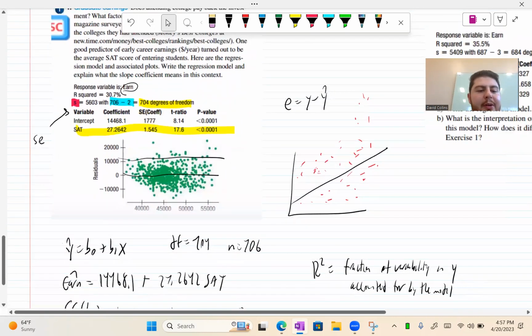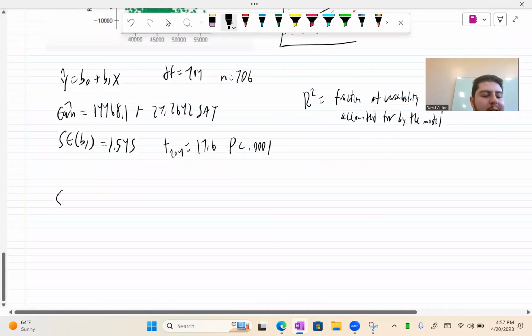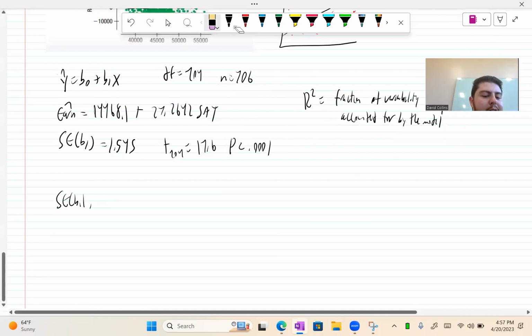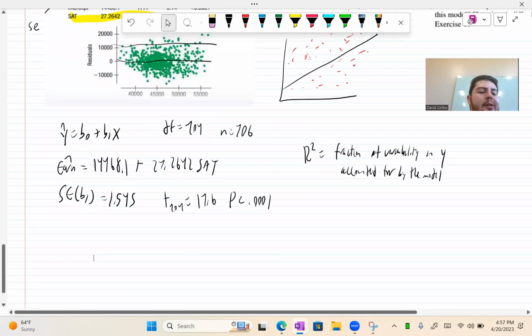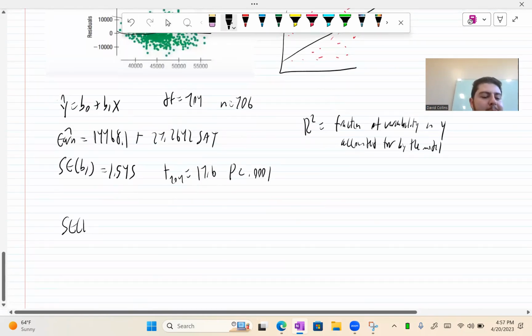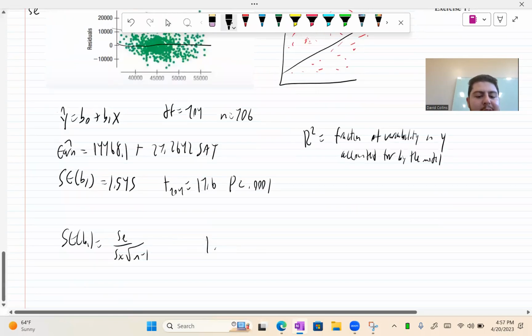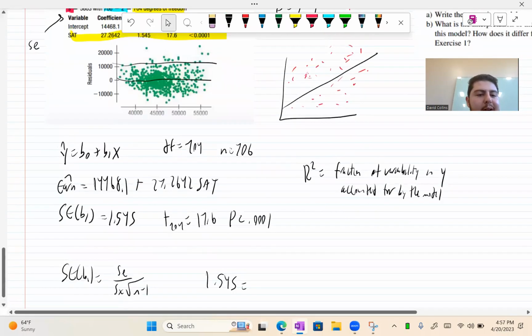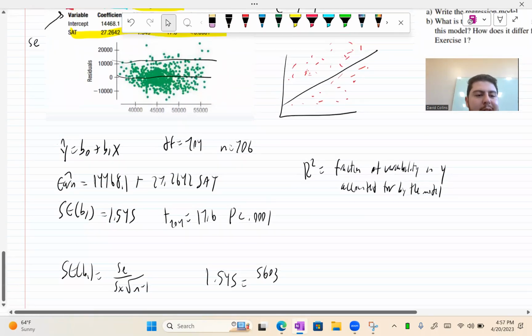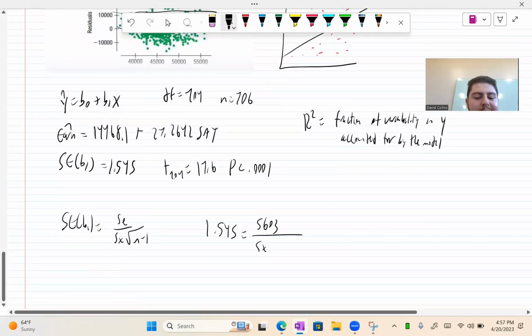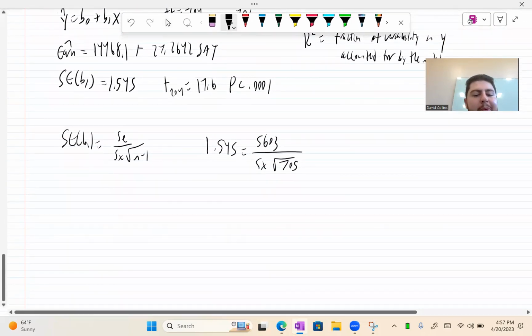Also, one thing I want to note. You're given S sub E. I don't think you'll have to do this, but you can back solve for S sub X from here. Because remember, SE of B1 equals S sub E over S sub X times the square root of n minus 1. So we have that the standard error is 1.545, S sub E is 5603, that's big, over S sub X times the square root of 705. So you can cross multiply and solve.